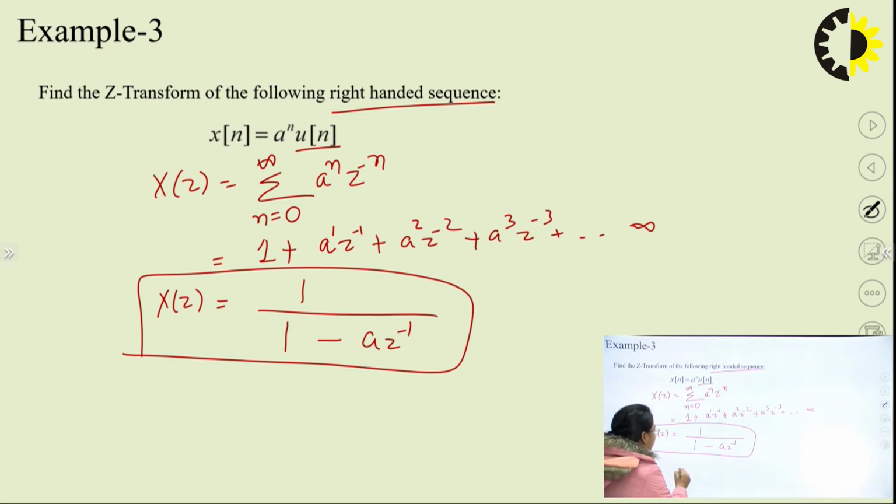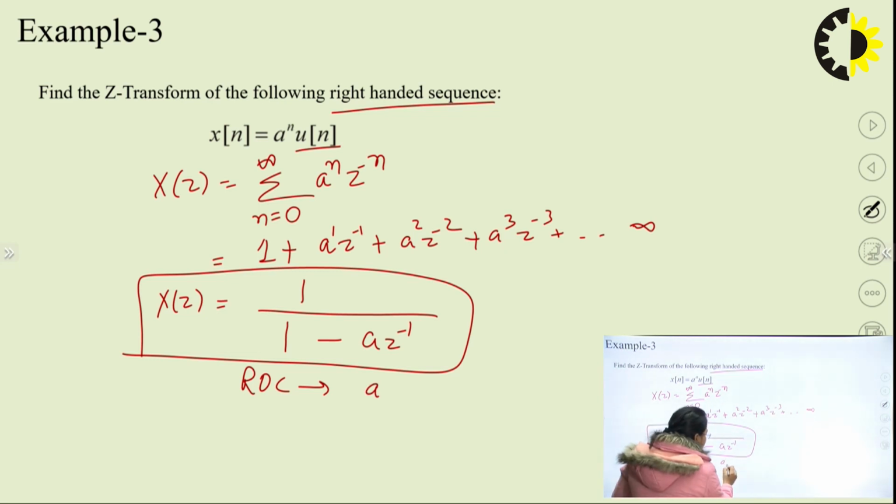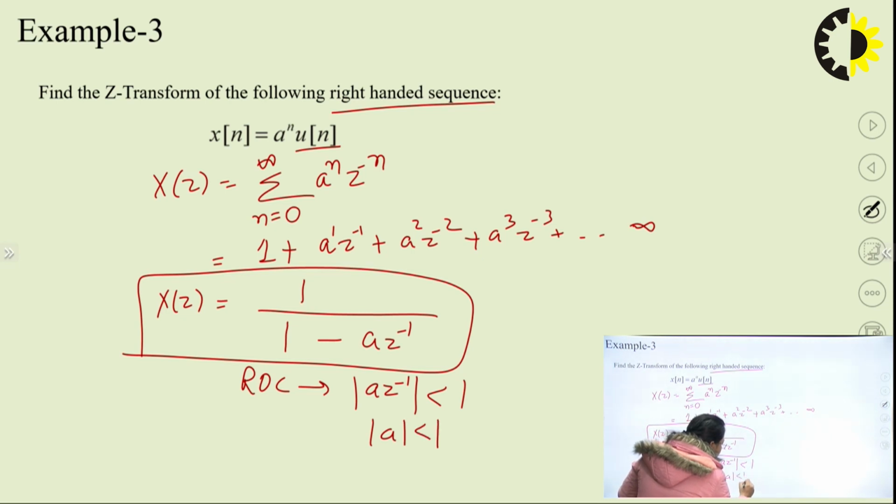So for the ROC, you can see here that |az^-1| must be less than 1. That means the mod of a must be less than the mod of z, which means |z| must be greater than |a|.